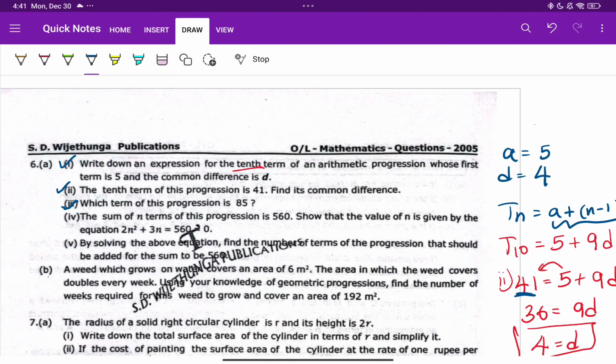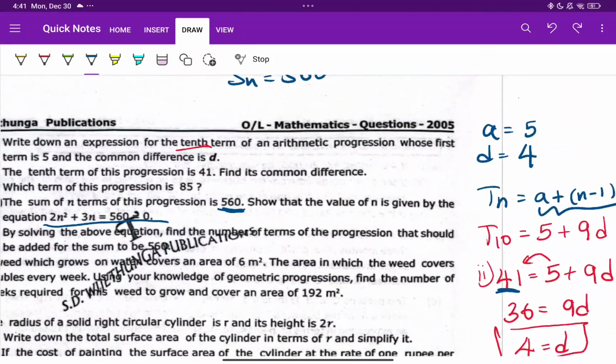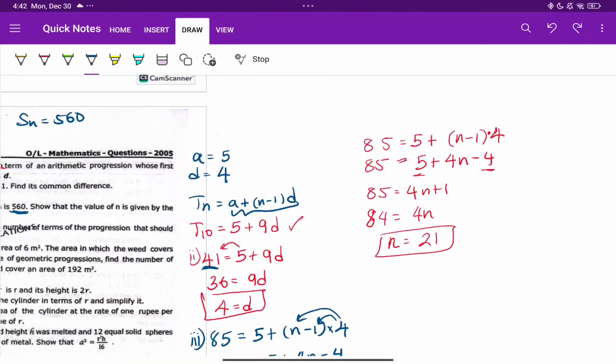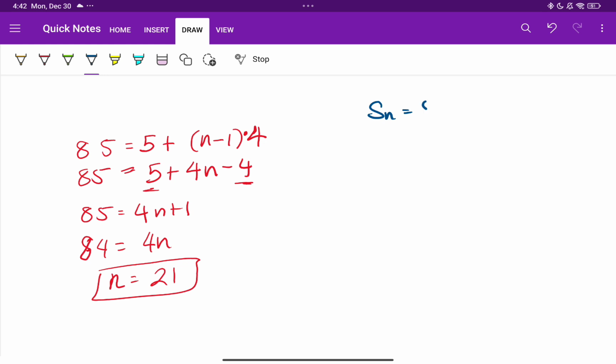Question number 4. The sum of the n terms in this progression is 560, that means Sn is 560. Show that the value of n is given by the following equation. So there should be an issue in this equation. This should be a minus, I guess. Let's solve it and see. Right. So Sn is 560. That's what we know.